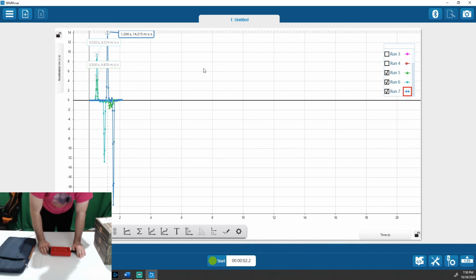So hopefully this helps you understand those 2 concepts a little more, just how force and acceleration are correlated and how mass and acceleration are correlated.